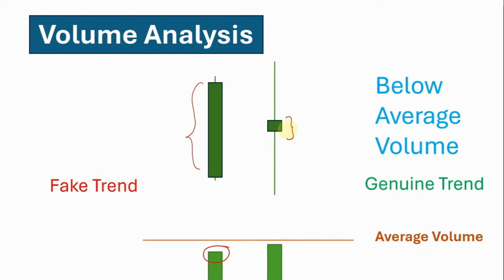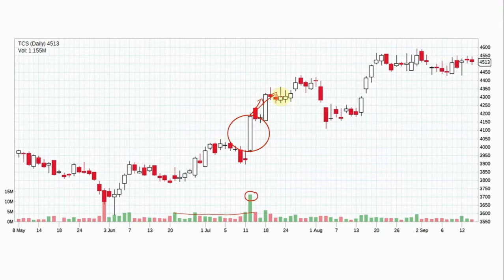And if a narrow spread candle has below average volume, it often implies trend continuation rather than reversal. In short, price action without volume confirmation is incomplete. That's important. I will repeat. In short, price action without volume confirmation is incomplete. Both must be analyzed together for accurate trading decisions.